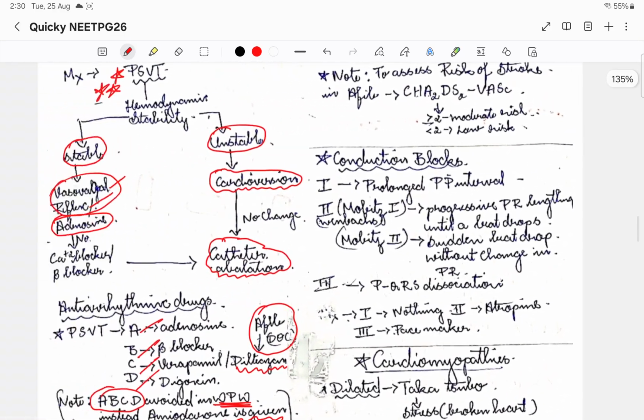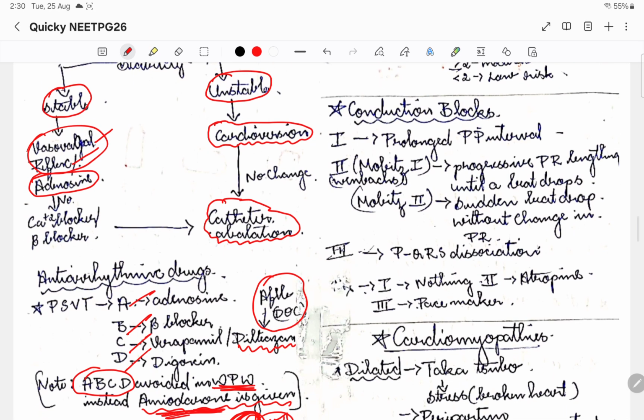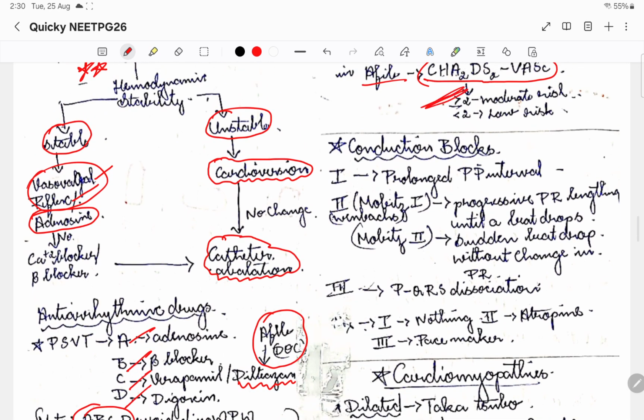I told you, right, atrial fibrillation, there is a risk of stroke. That is why the CHADS-VASc score. We'll come back to that. I've explained it in the neurology chapter.